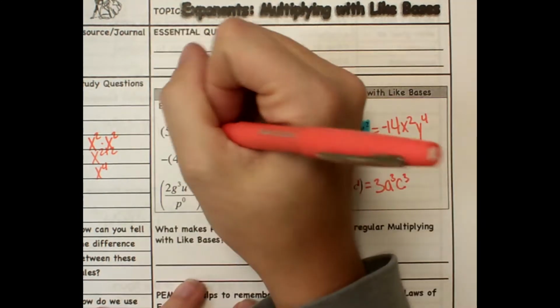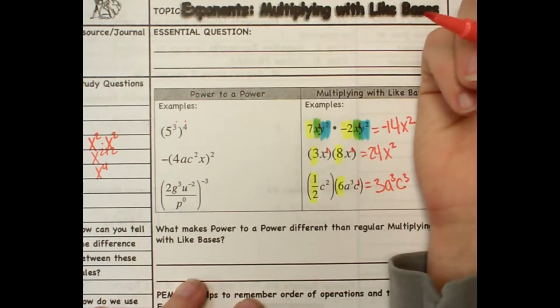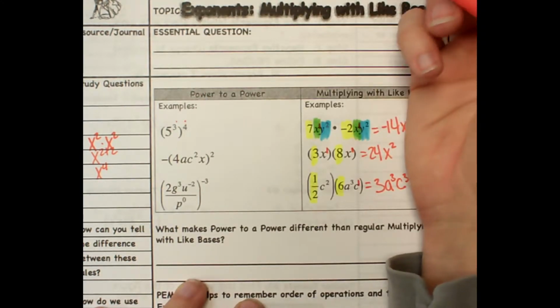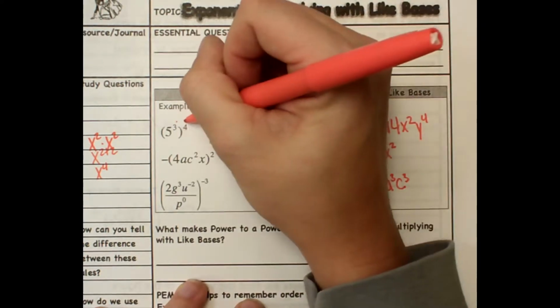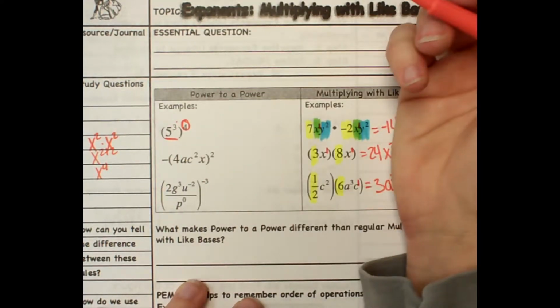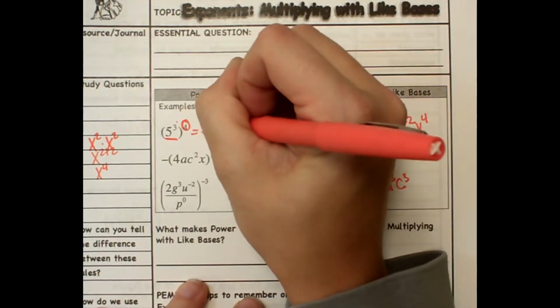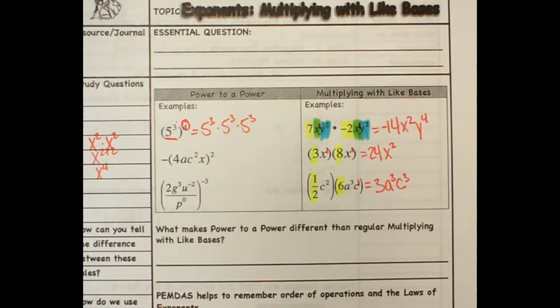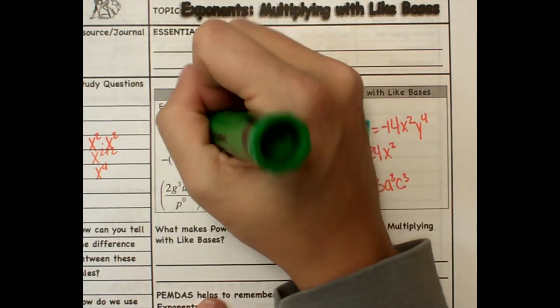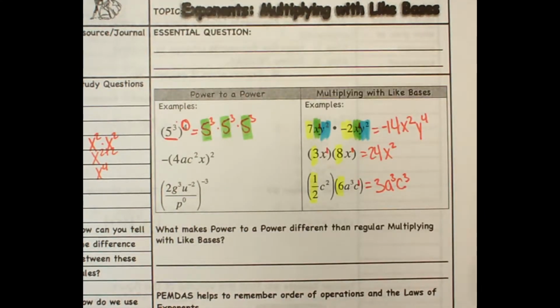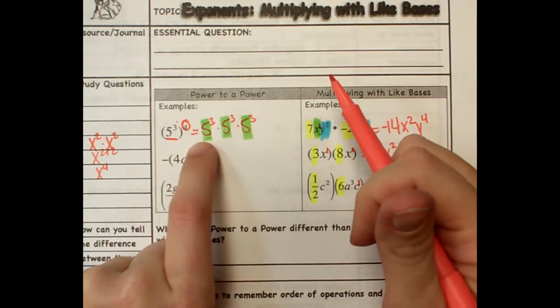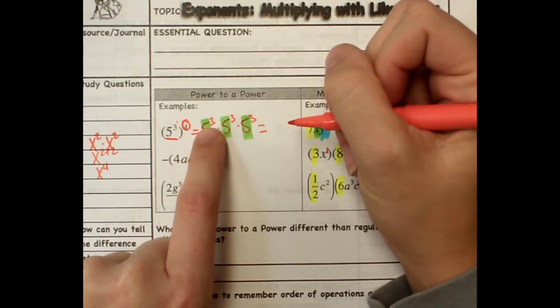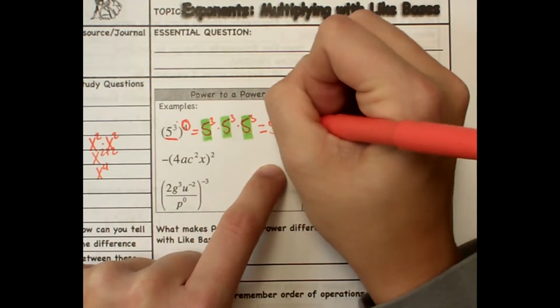If we look on the outside, now we have 2 exponents. I have a 5 to the 3rd to the 4th power. This means that I have 4 of these, which means I have 5 to the 3rd times 5 to the 3rd times 5 to the 3rd. So that means this time my base is 5, and because it is the same base, we can add the exponents. So 3 plus 3 plus 3 is 9.